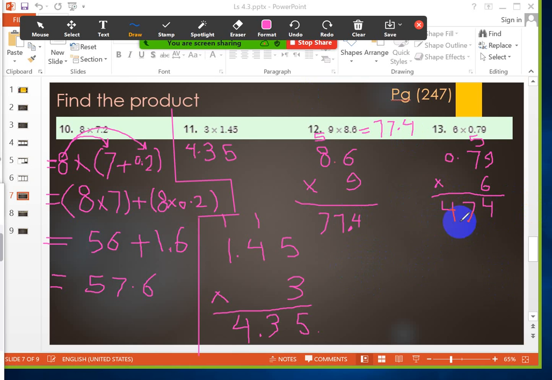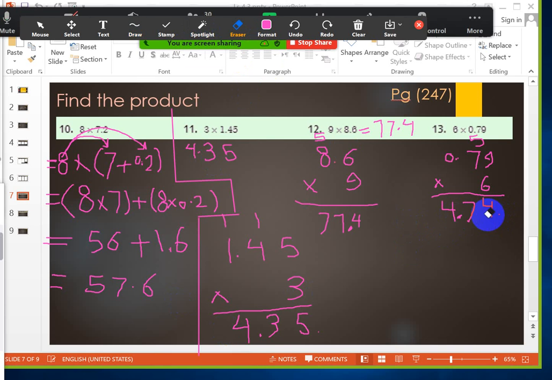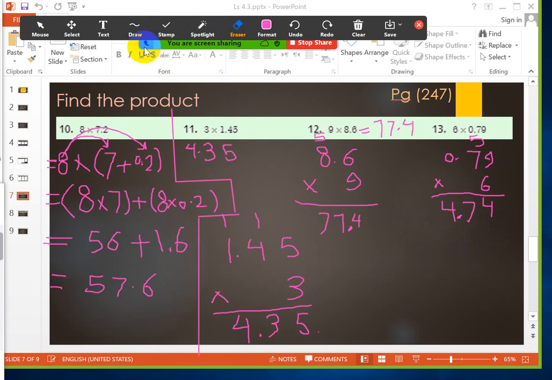Where do I have to put the decimal point? Look, I have 2 digits after the point, right? That means I have to move the decimal point 2 digits. So it will be right here. The number will be 4.74 hundredths. Thank you so much, Shahad.